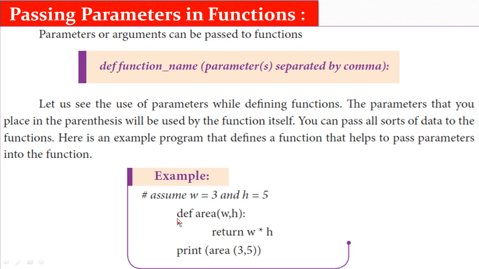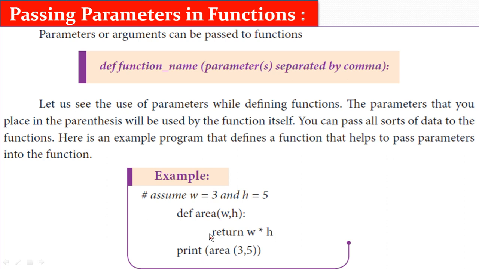Here is the example. There are two parameters used in this function area. Here the function name is area. This is denoted by the keyword def. Area is the function name. It has two parameters: one is w, another one is h. This function contains a return statement with w asterisk h. This is the expression w * h, the area of the rectangle.